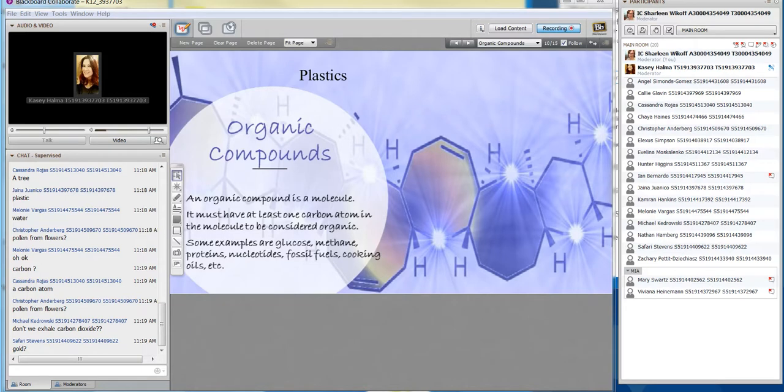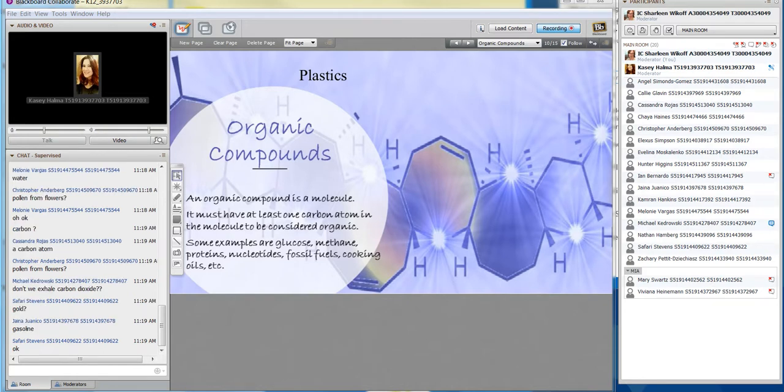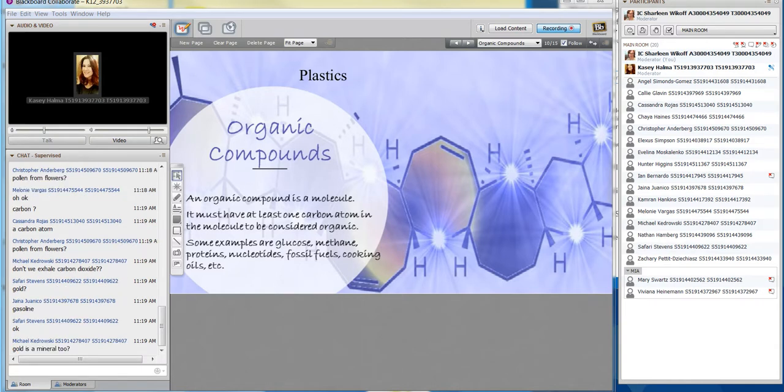Gold is not an organic compound because gold is an element all by itself. Gold in its pure form is just an element.